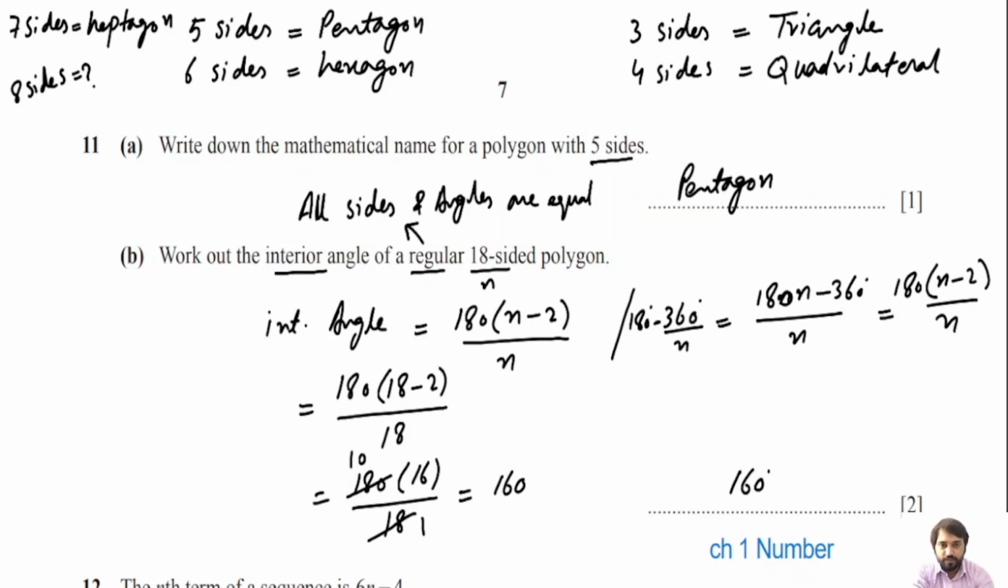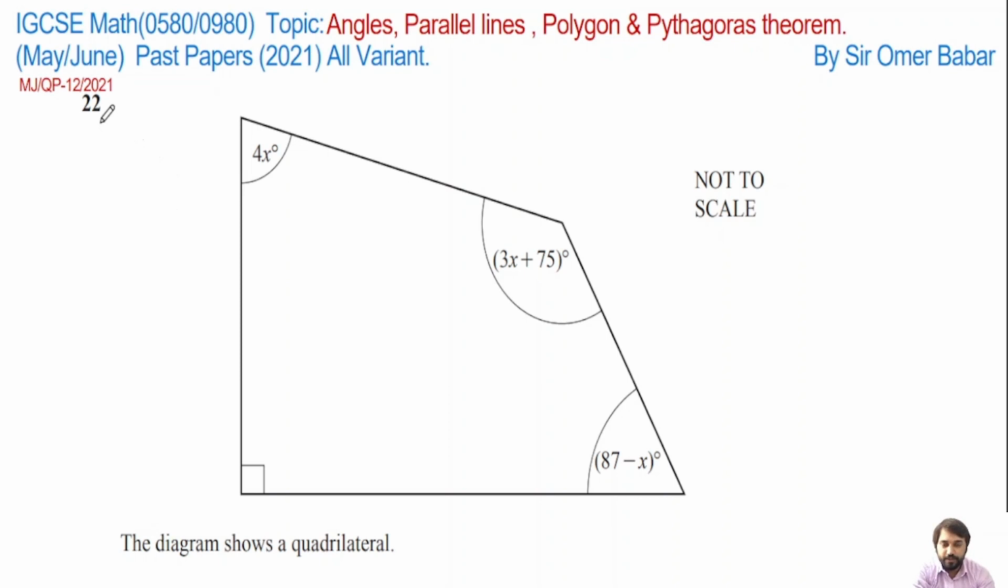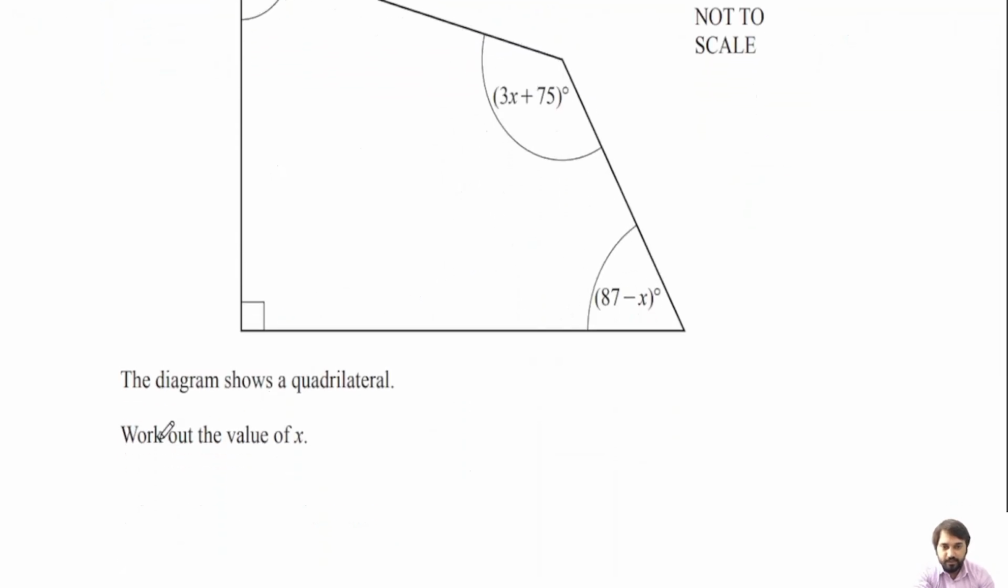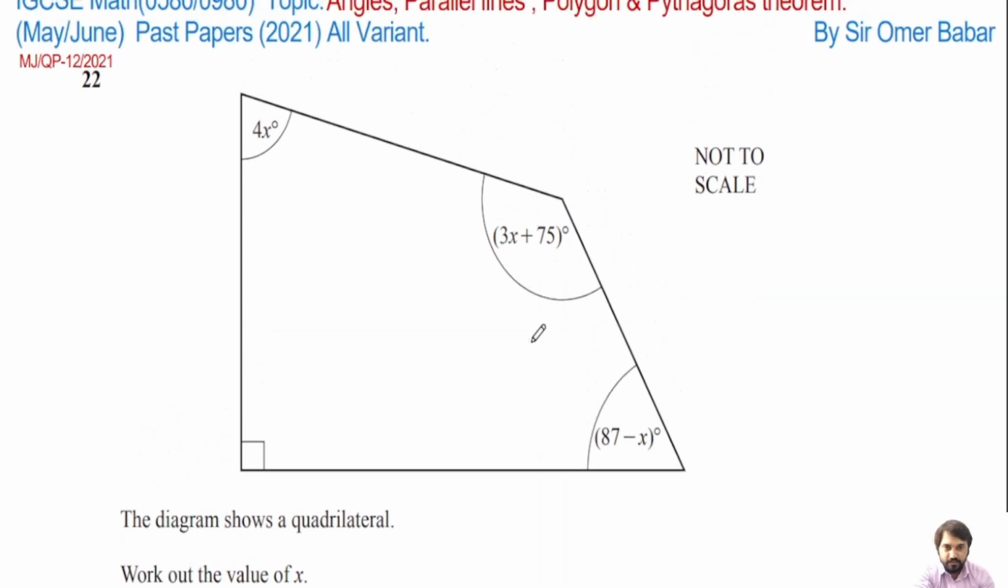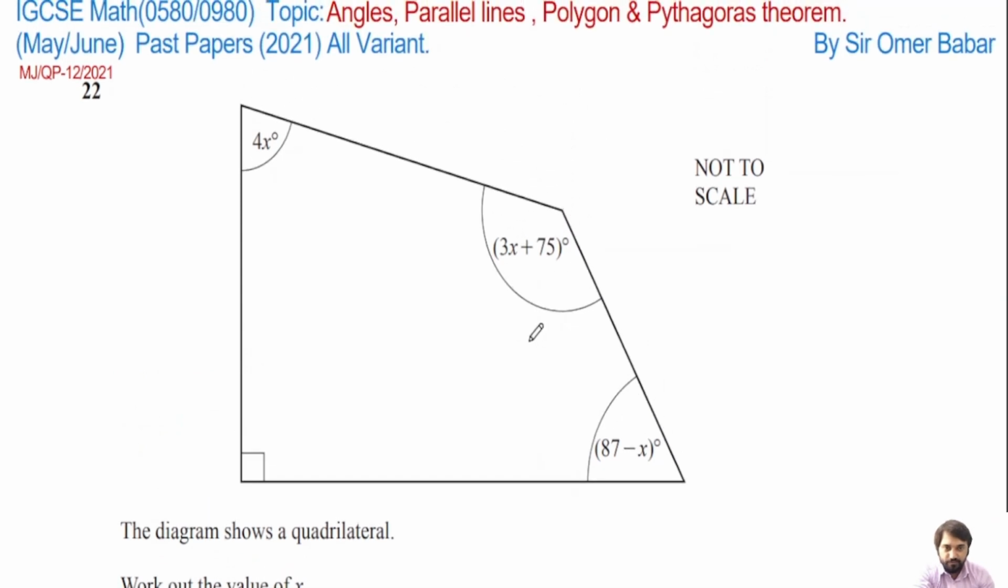Now moving towards our next question, question 22, that appeared again in 2021. The question paper was 1 and the variant was 2. We have a figure. This is a quadrilateral because it has 4 sides: 1, 2, 3 and 4. What we need to calculate here is to work out the value of x. How can we calculate the value of x? We can calculate it with a simple piece of information.